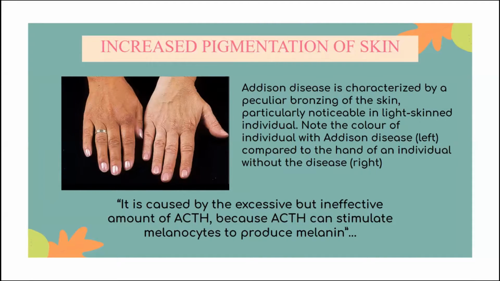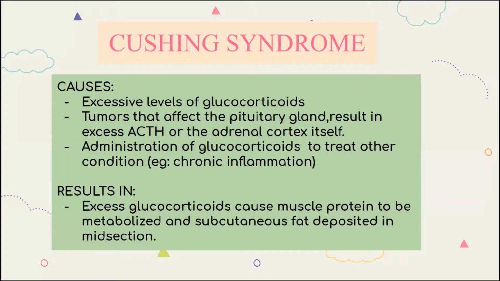So about the increased pigmentation of the skin, this is an example of an individual who has increased pigmentation of the skin. Increased pigmentation of the skin is caused by an excessive but ineffective amount of ACTH. ACTH can stimulate the melanocyte to produce melanin. A melanocyte is a cell in the basal layer of the epidermis.